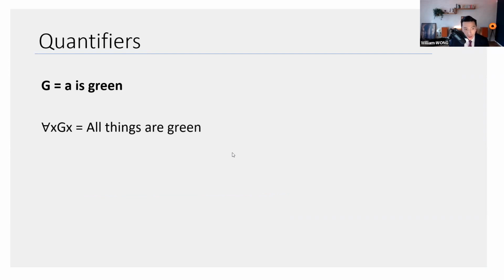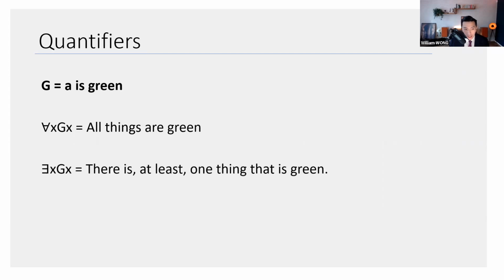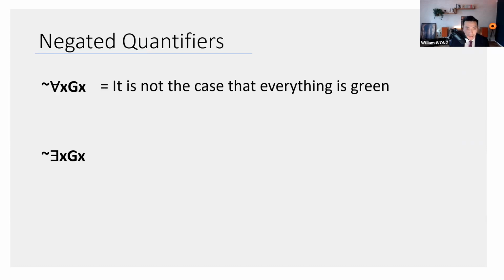So here are some examples. If G is 'is green,' then for all x, Gx is just saying all things are green. What about this? There exists an x such that Gx. That's just saying there's at least one thing that is green. Okay? Easy peasy?